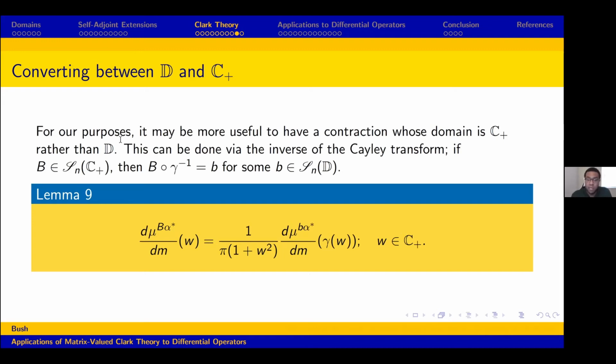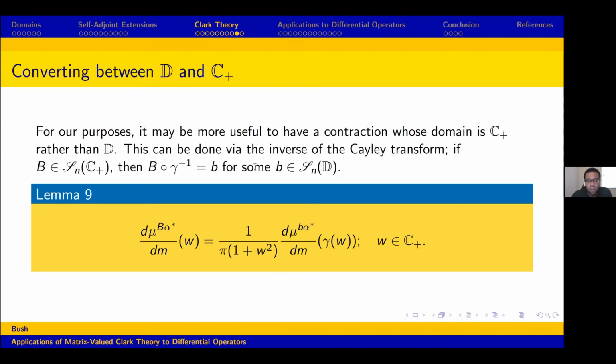But if we want to look at self-adjoint extensions, that's going to be spectrum that is a subset of the real line. So we're going to want the subset of C we're working with to be the upper half plane, right? That's going to be our boundary. So the subset of C that has boundary R is the upper half plane. In order to do that, we can use Cayley transforms, specifically the inverse Cayley transform, and we end up with this: 1 over pi times 1 plus w squared is like a Jacobian that you might get from a standard change of variables computation.